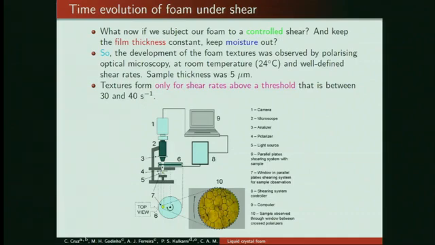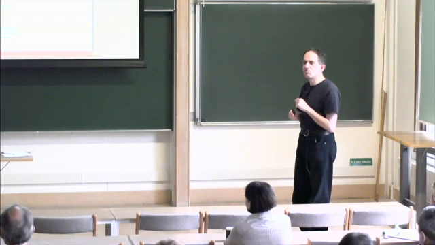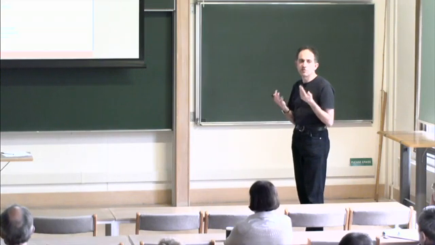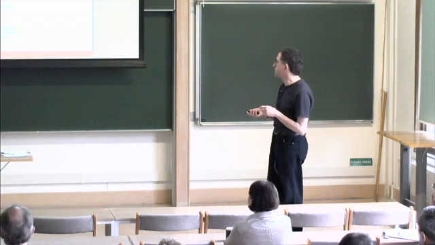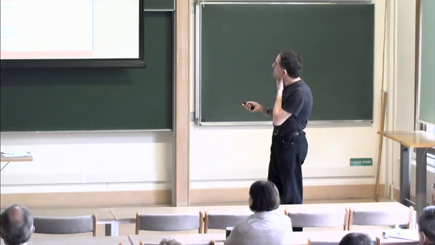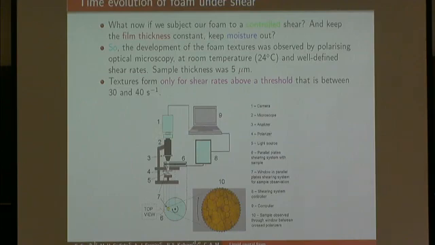In fact, it was best to disalign them by between 70 and 80 degrees for maximum brightness of our images. Right, so the first thing that we notice is if you start shearing your system, you need a minimum amount of shear to get a foam.